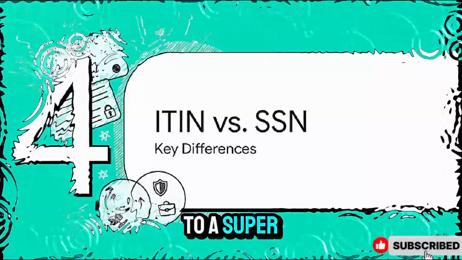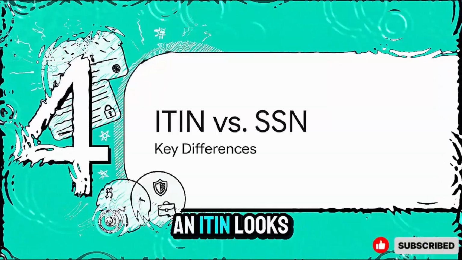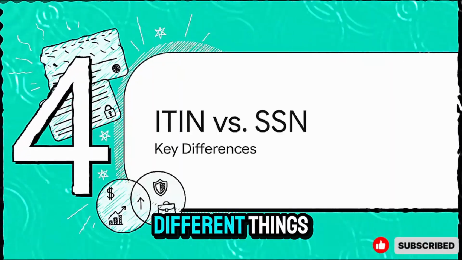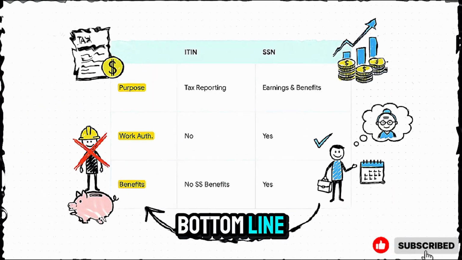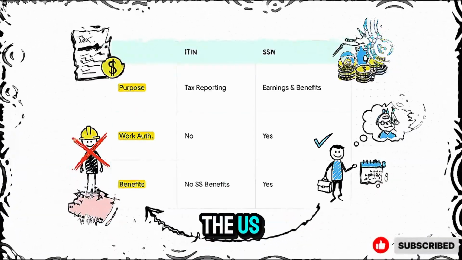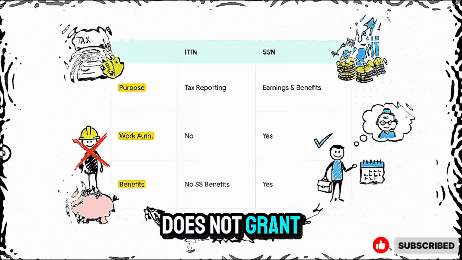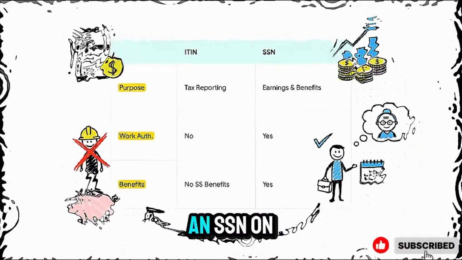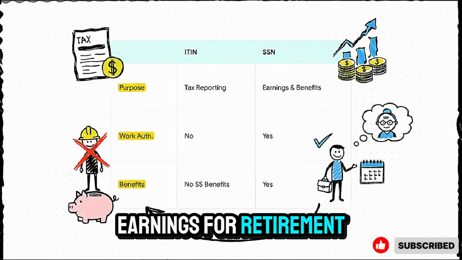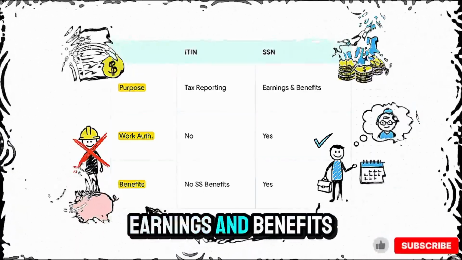This brings us to a super important point. It's really easy to get these two confused. An ITIN looks a lot like a social security number, but trust me, they are fundamentally different things. So here's the bottom line. An ITIN is only for tax reporting. That's it. It does not let you work in the US, it does not make you eligible for Social Security benefits, and it absolutely does not grant you any kind of immigration status. An SSN, on the other hand, is all about work authorization and tracking your earnings for retirement. So just remember, ITINs are for taxes, SSNs are for earnings and benefits.